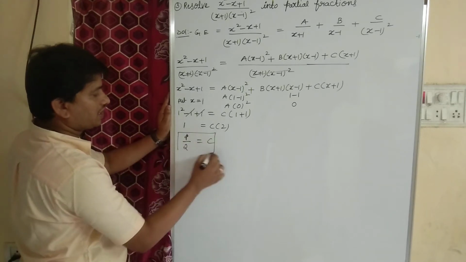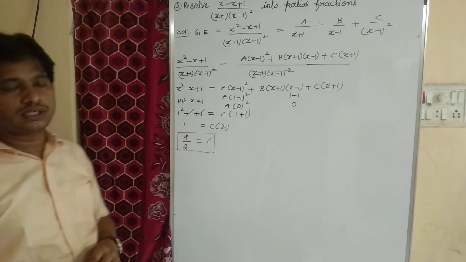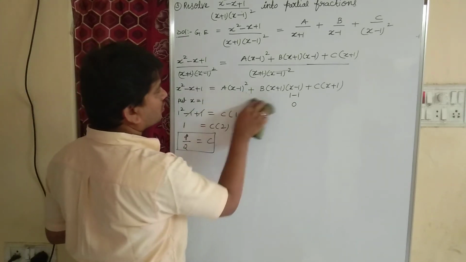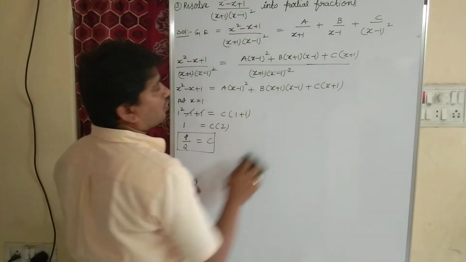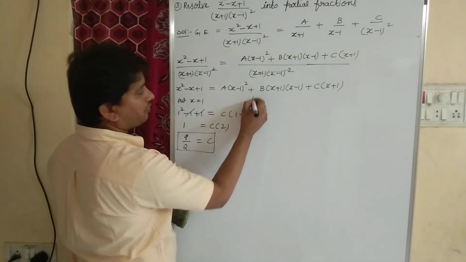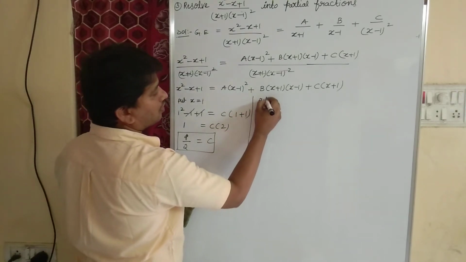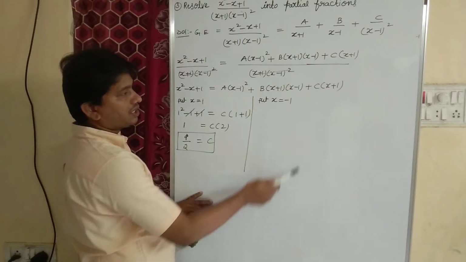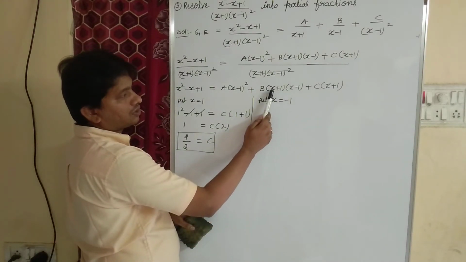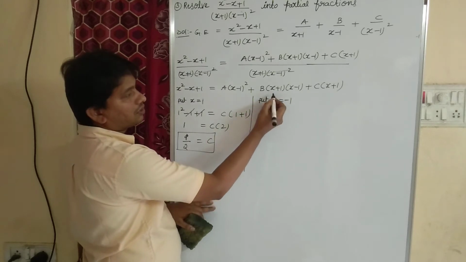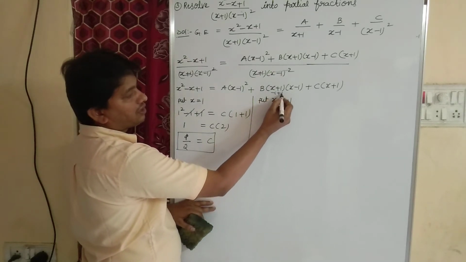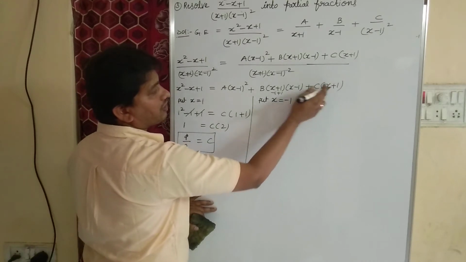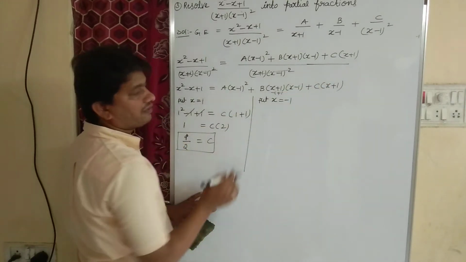So what is the value of c? You will get the c value is 1 by 2. Is it clear, children? Now put x equal to minus 1, what we will get, we will see. Put x equal to minus 1. Minus 1 means this term will become 0. Minus 1 plus 1, 0 into something is 0. Minus 1 plus 1, this will become also 0. What you will get? You will get a value.